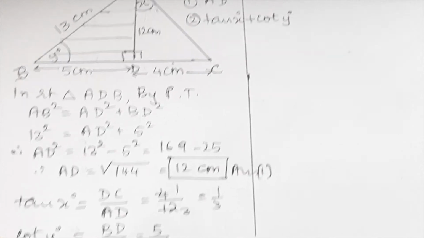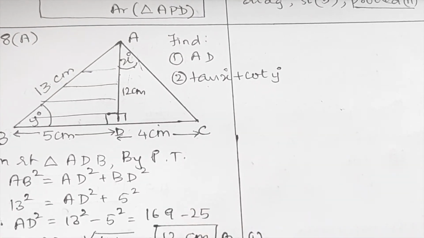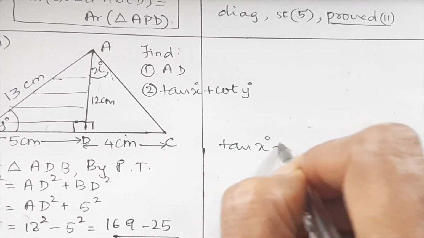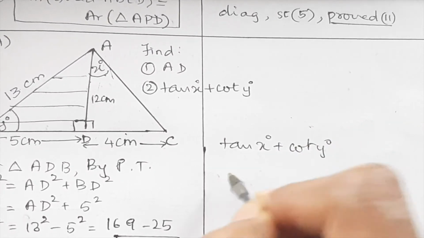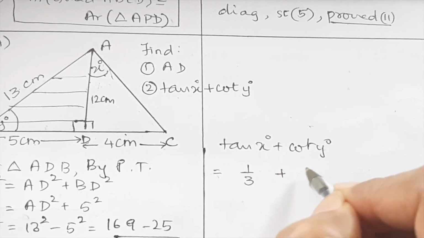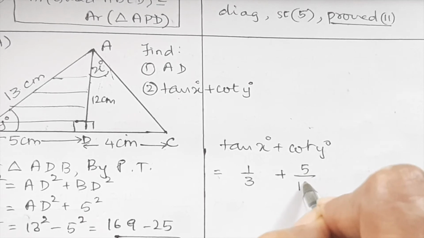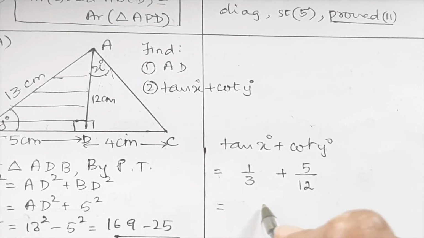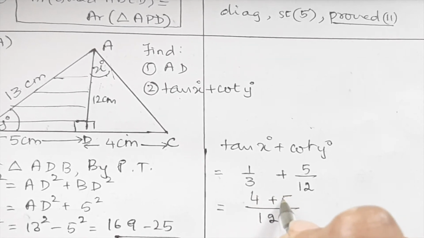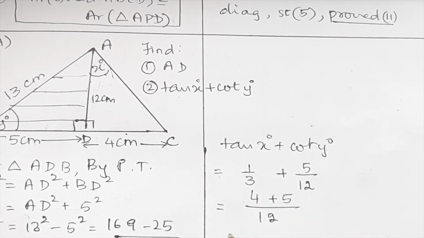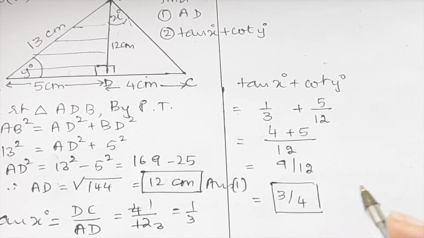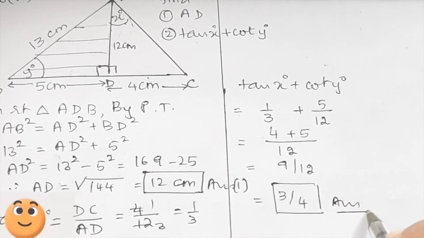Now we are asked to find tan x plus cot y. So we will write it on this side. Tan x degrees plus cot y degrees will be equal to tan x value we had got as 1 upon 3 plus this is 5 upon 12. So we will take the LCM, which is 12. So 3 4s 12 and 12 ones. So here it will be like so. And we will get 9 upon 12, which is 3 upon 4. And that is our answer.